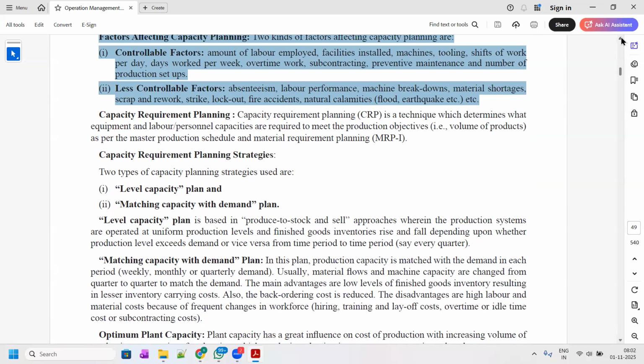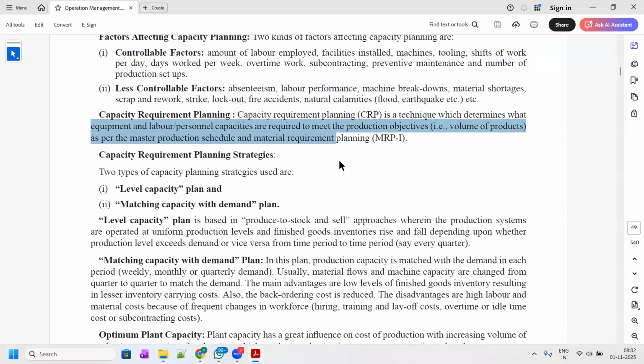Very good. Less controllable is the inverse of that, like a few things we can't expect, like if laborers go on strike, we can't tell that. Or maybe some disasters, like earthquake, fire accidents, or natural calamities. And if materials run short, we can't immediately recover that. So those are called less controllable factors. Very good. Then we'll discuss capacity requirement planning.